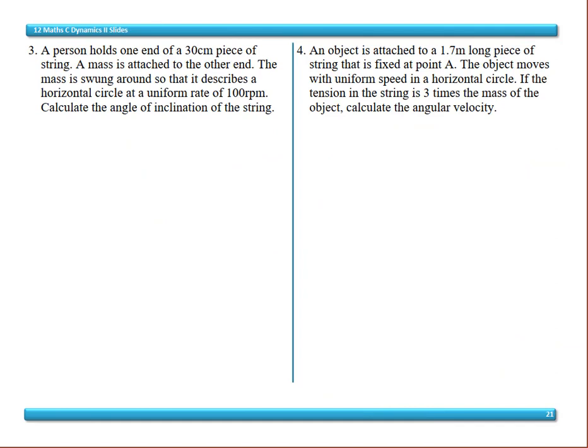Next, a person holds one end of a 30 centimeter piece of string. A mass is attached to the other end. The mass is swung around so it describes a horizontal circle at a uniform rate of 100 revolutions per minute. We want to calculate the angle of inclination of the string. Okay, now I'm not going to derive the formulas. I'm just going to use them.